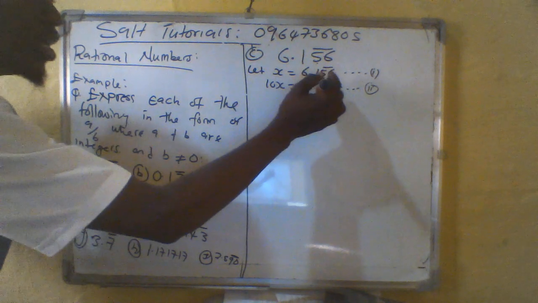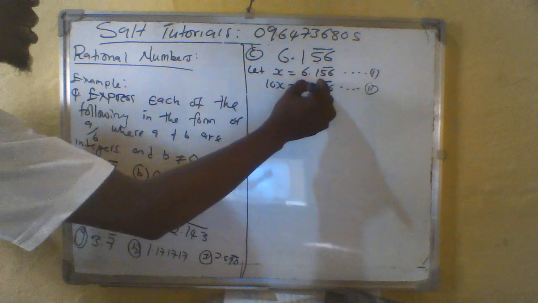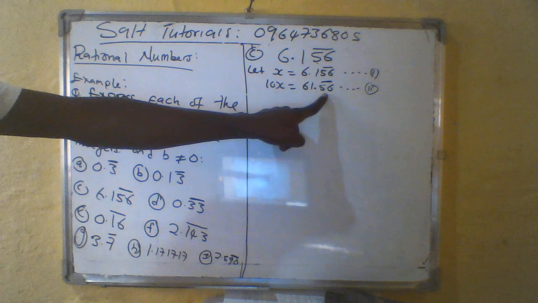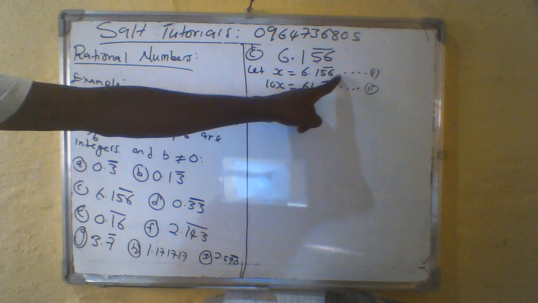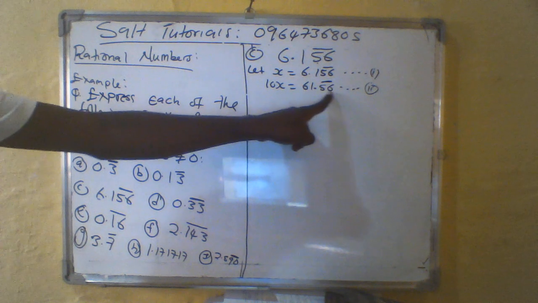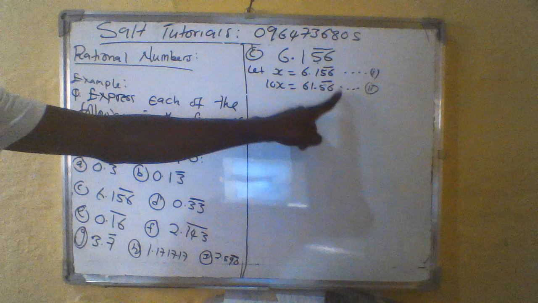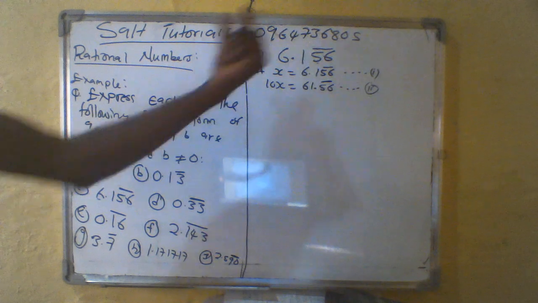So the 10x has achieved me having a repeating decimal on my right direction. Here I just had 156. I only need the repeating decimal to come about. So the 56 is a repeating number. Then I can now make this 56 move to my left side.